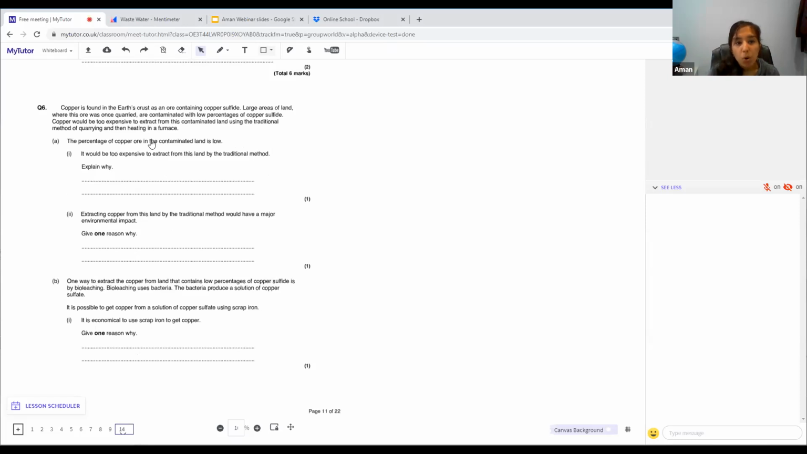So the percentage of copper ore in the contaminated land is low. If we have a read here, copper is found in the Earth's crust as an ore containing copper sulfide. Large areas of land where this ore was quarried are contaminated with low percentages of copper sulfide. Copper would be too expensive to extract from this contaminated land using the traditional method of quarrying and then heating in a furnace. So we talked about that. Why is it too expensive to extract it using the traditional method? Why do we not want to extract from low-grade ores? Does anyone know? Why is it too expensive?